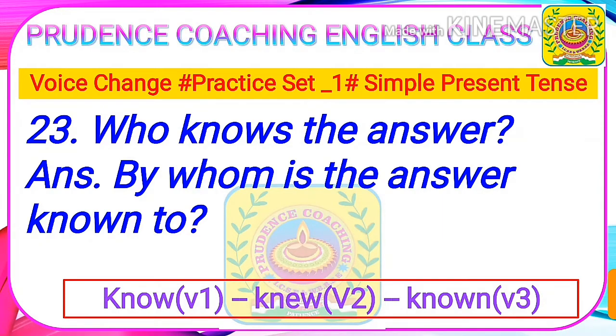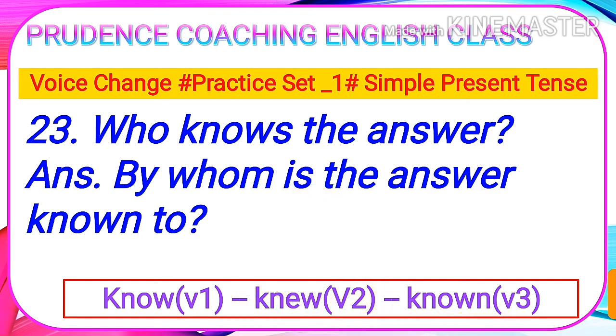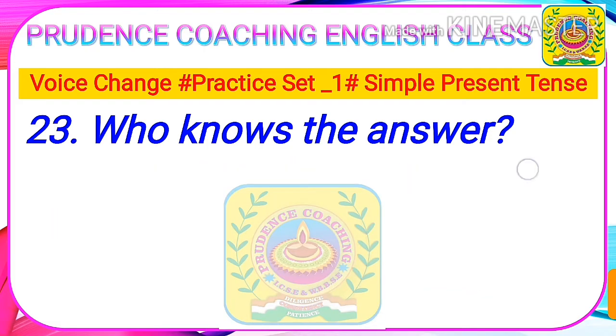Here as you can see, you have been given one more information, that is in the base form know becomes knew in the past form and known in the past participle form. So base form can be called as V1, past form can be called as V2 and V3 is the past participle form.